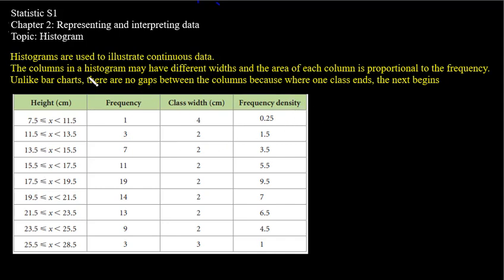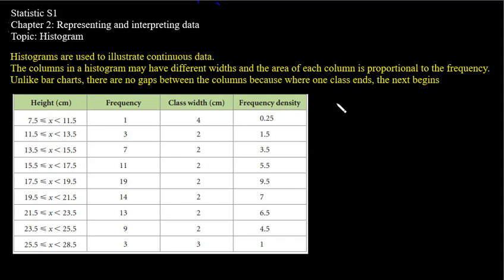In a histogram, the columns have different widths, and the area of a column is proportional to the frequency. So the greater the area of a column, the greater the frequency of the data range. Unlike a bar chart, there are no gaps between columns, because when one class ends, the next class begins. For example, when this group class ends, the next class begins right after it, so there will be no gap in between.